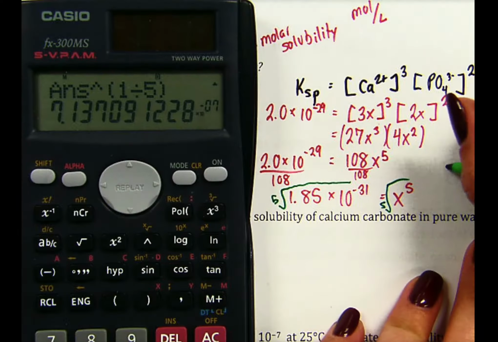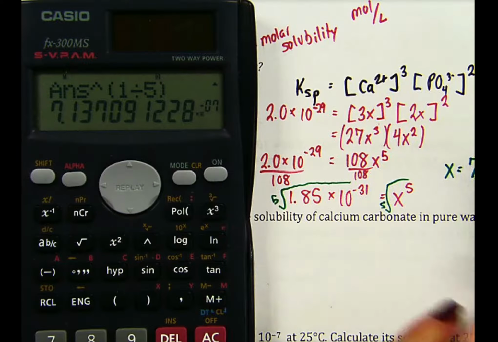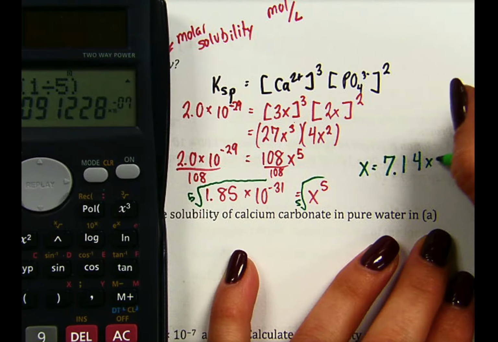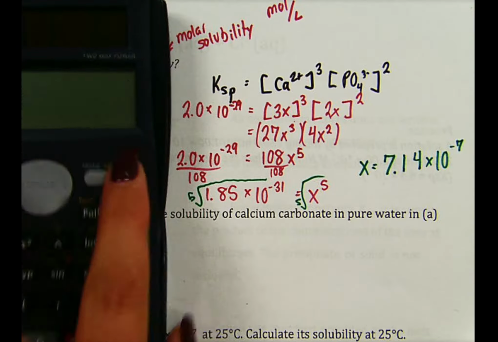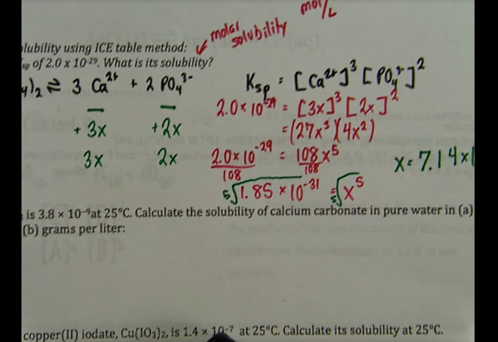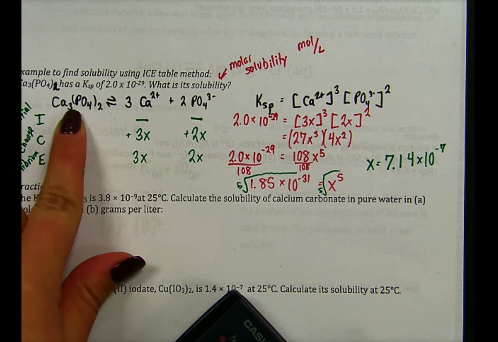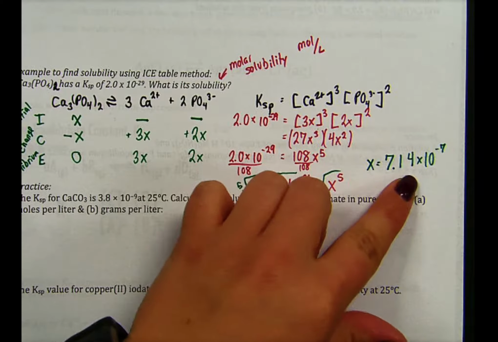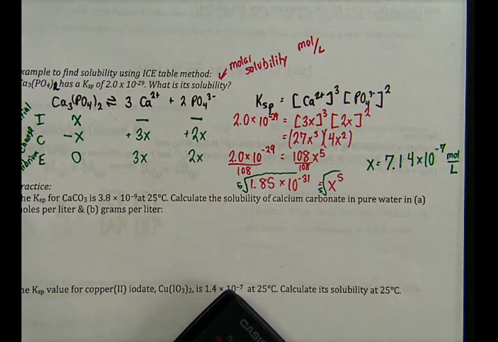And I get that x is 7.137. So I'm going to say 7.14 times 10 to the negative 7. Now x, if you look back over from your ice table, was your initial concentration of calcium phosphate, the amount that dissolved, the amount that changed. So this is our molar solubility. This is how many moles per liter will dissolve.